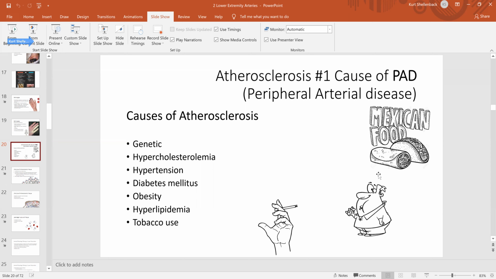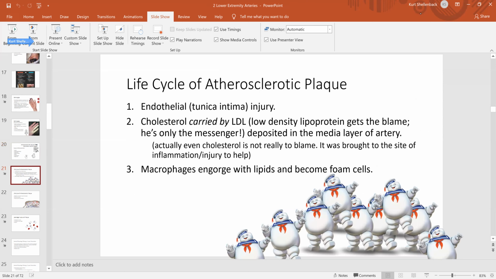Atherosclerosis is a reaction of the body to damage. It is not just lipids and cholesterol sticking to the sides. That's not what it is at all. It's an active, living process, and it's usually from some kind of damage to the arteries. It doesn't happen in veins, only arteries. The life cycle of atherosclerotic plaque: endothelial, tunica intima injury from smoking, sugar, high blood pressure.